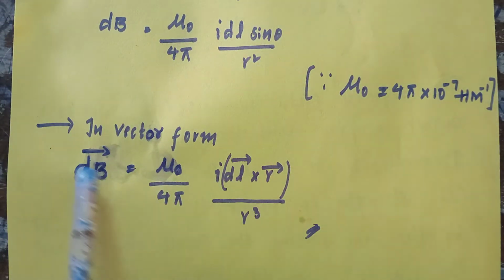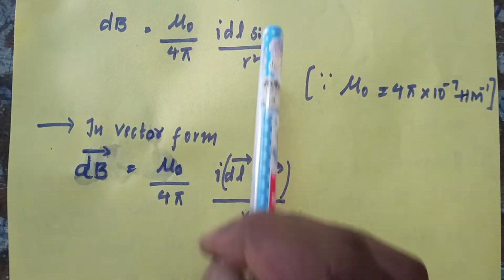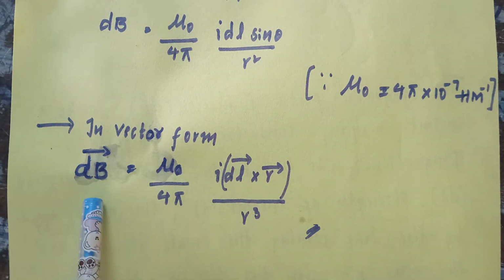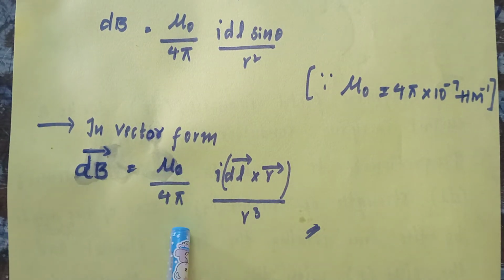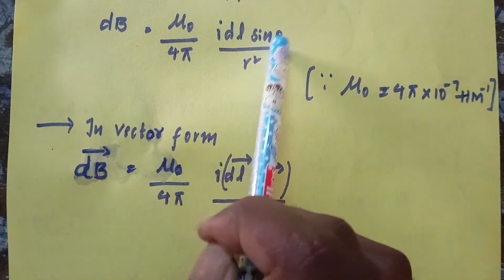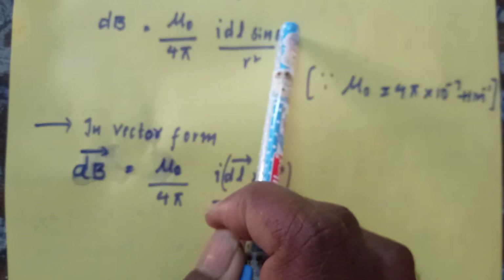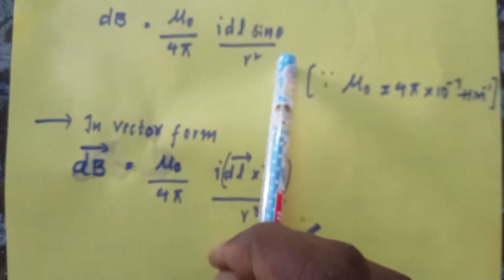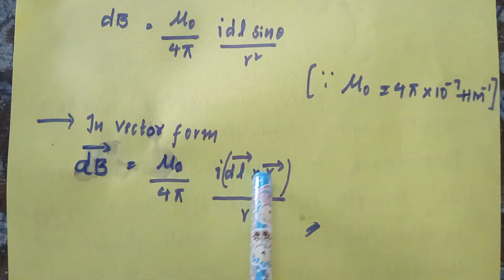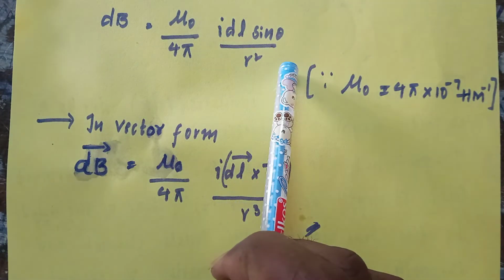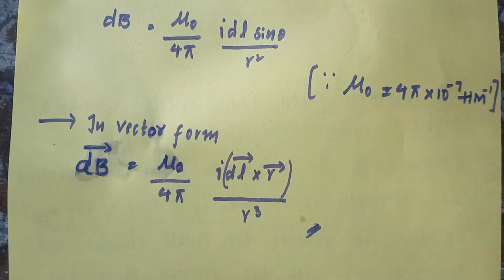The same expression you can write in vector form. In that case, sin theta and cos theta will not come. dB is equal to mu naught by 4 pi, I dl. Here in the numerator you can multiply by R and in the denominator also multiply by R. So I dl cross R by R squared into R, that is R cubed.